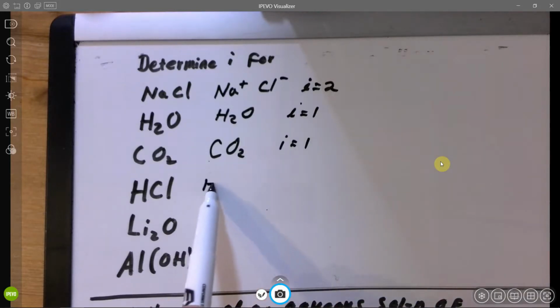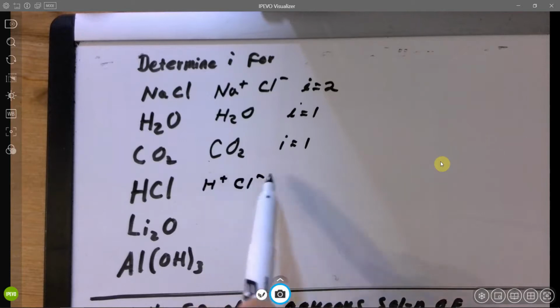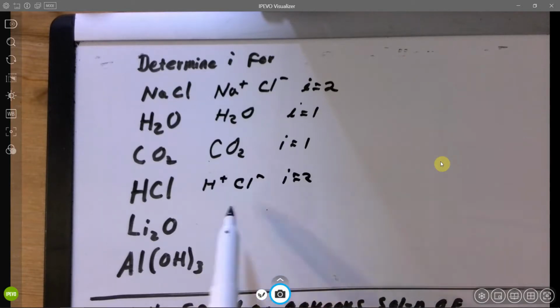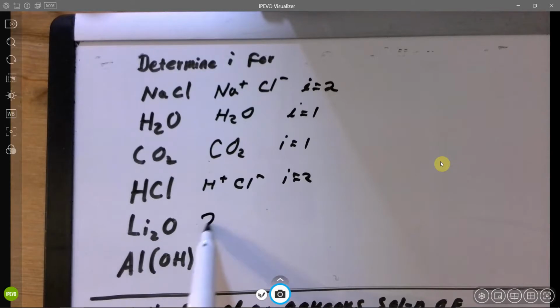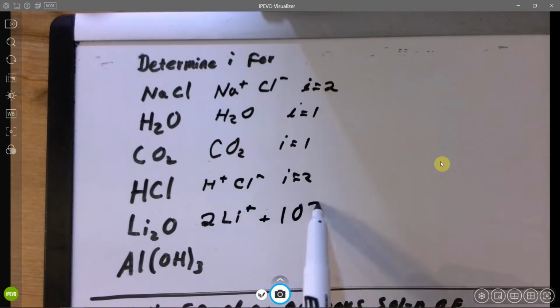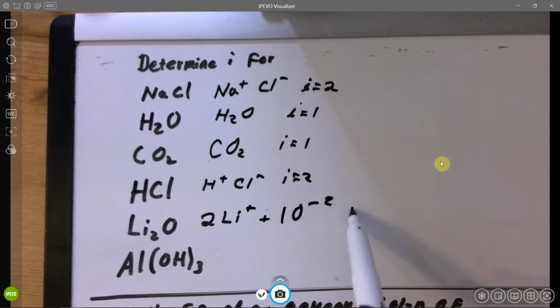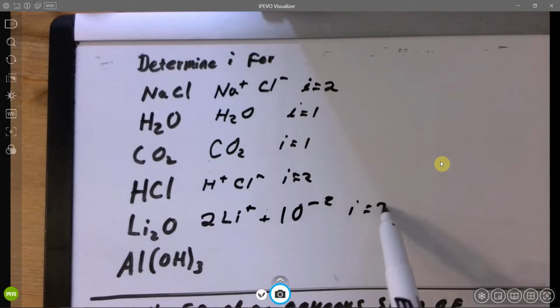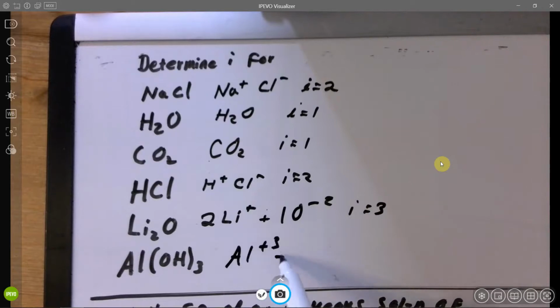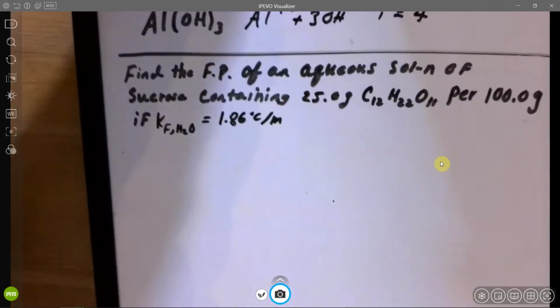If it is ionic, you just have to count how many ions you're forming, and that's what i is equal to. Here, as you can see, I form 2 lithiums plus 1 oxygen, so my i is 2 plus 1, it's 3. Here I have aluminum forming and 3 hydroxides, so my i is equal to 1 plus 3, and that's 4. Fairly simple, understandable. And so let's see what happens now in an actual question.